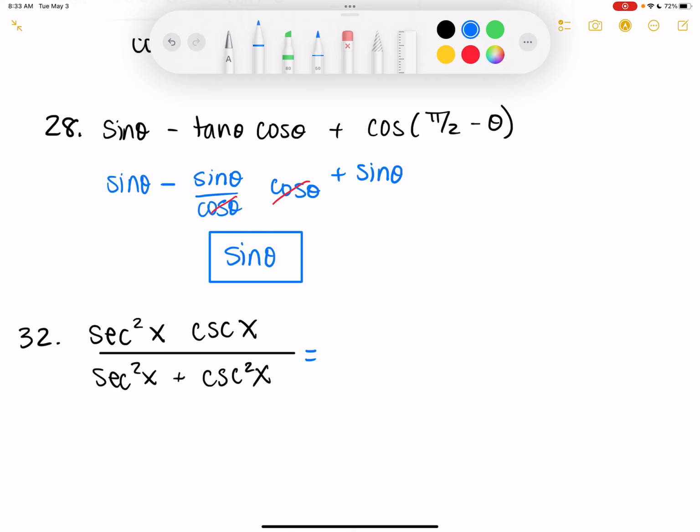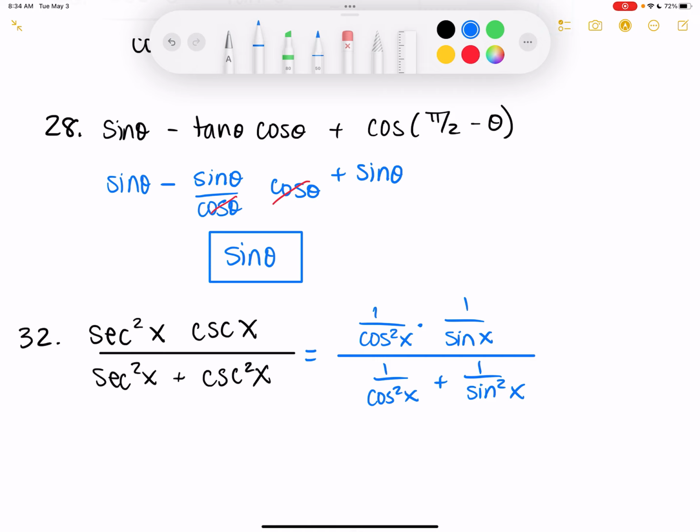All right, well, how can I rewrite secant in terms of sine and cosine? One over cosine. So 1 over cosine squared of x times, how can I rewrite cosecant? 1 over sine of x, that would be the right thing. All over, I can rewrite secant squared as 1 over cosine squared plus cosecant squared as 1 over sine squared.